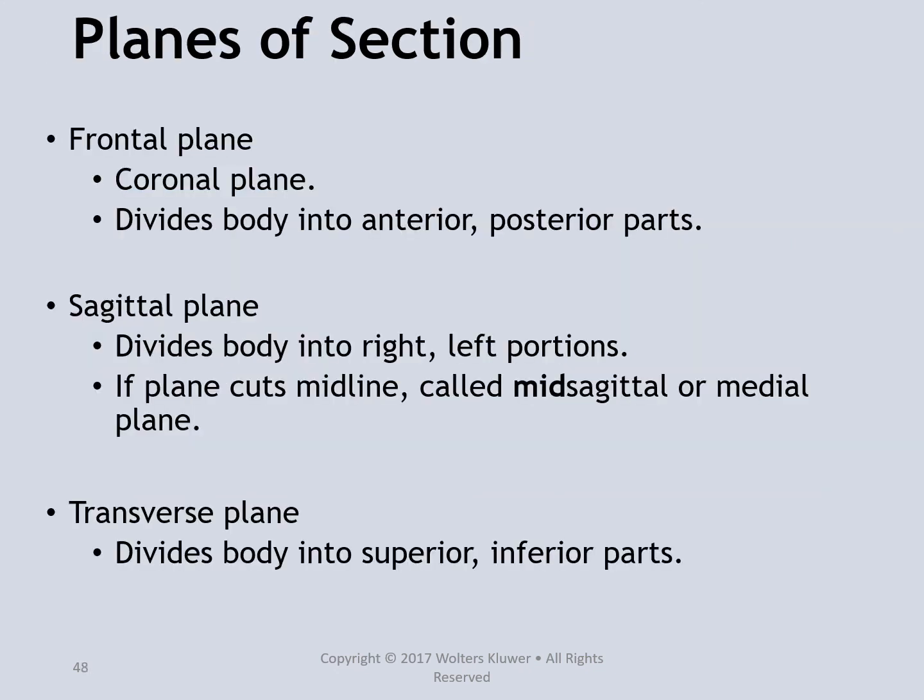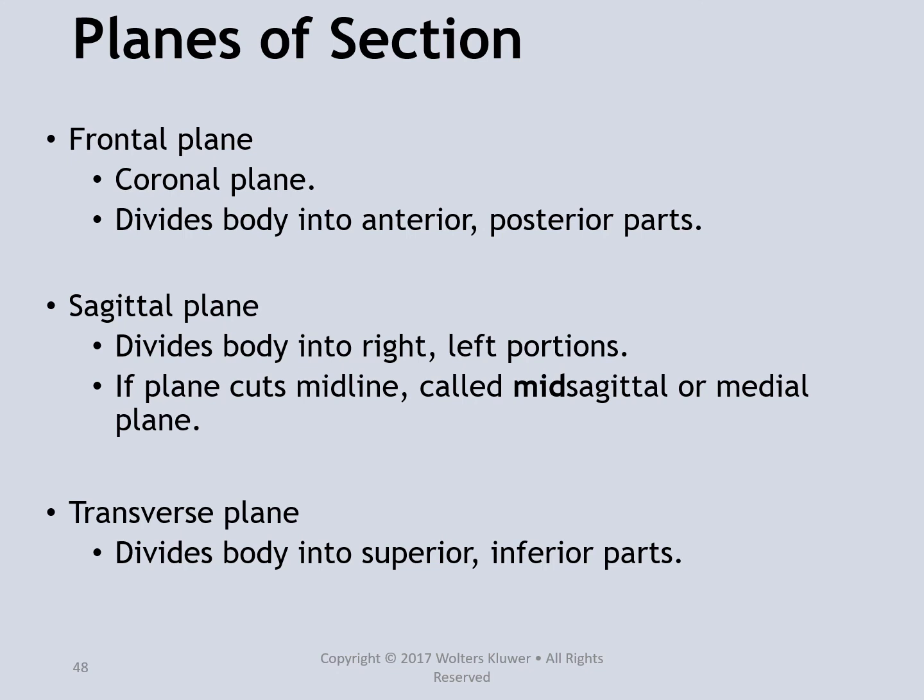Planes of section refer to how we can cut the body into divisions to give us different halves of the body. We have frontal planes, coronal planes, or frontal planes, sagittal planes, and transverse planes. The frontal plane is also called a coronal plane. No, this is not referring to the Mexican beer.